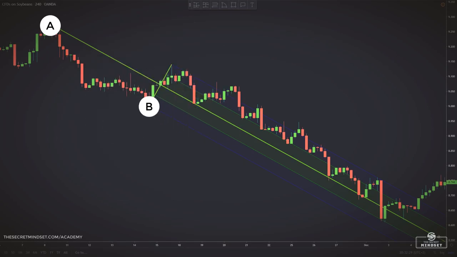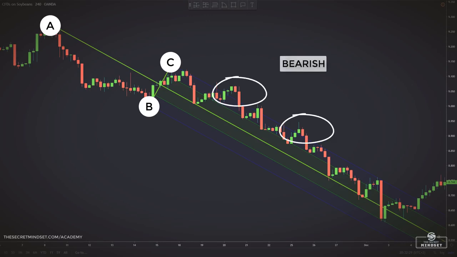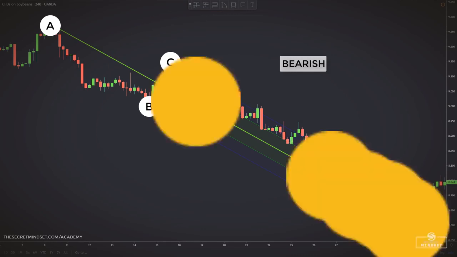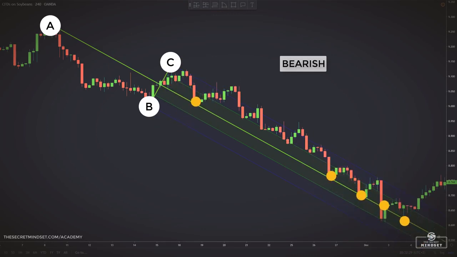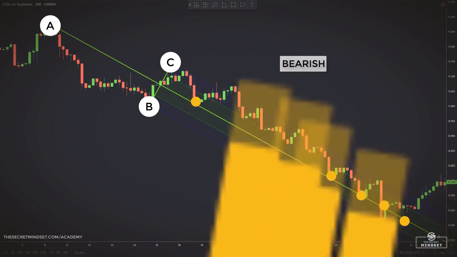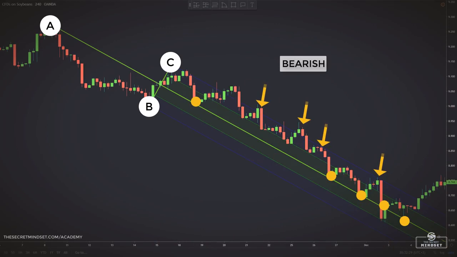Next, the B point is the end of the first drop. Finally, the C point is the end of the first swing higher. Even if the price gets above the upper median line, the bearishness is overwhelming. On top of it, the median line attracts the price on a constant basis. Furthermore, the upper median line and the lower median line act as strong support and resistance levels.